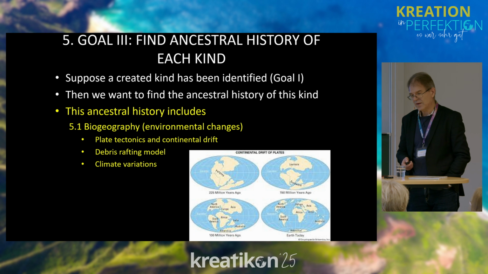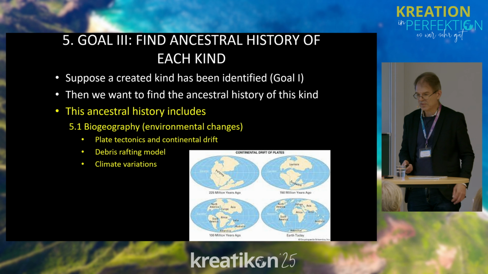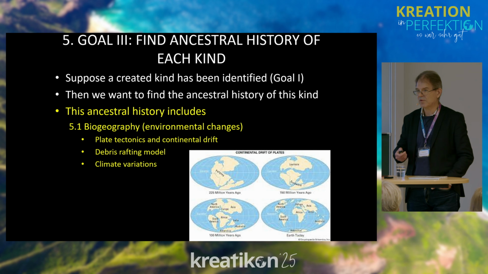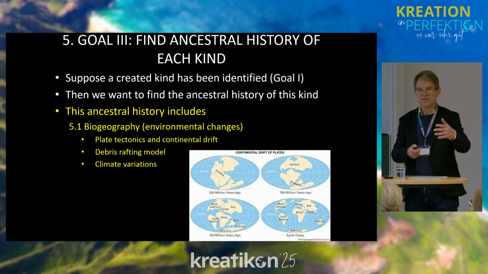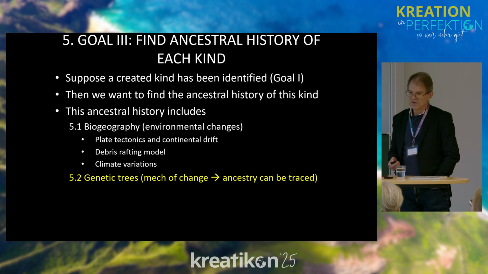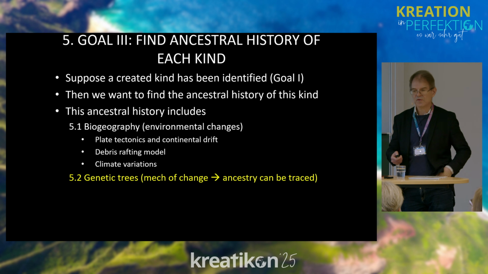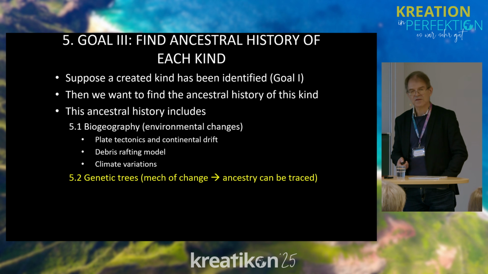We also have animals rafting on debris, like pieces of wood and things like that. They could also explain geographic spread, but also climate variations, like the Ice Age a couple of hundred years after the flood, also influence the geographic history of each kind. But we can also look at this genetically to find the history of each kind, and then we can use mechanisms of change, in particular in DNA, to trace the history of each kind.